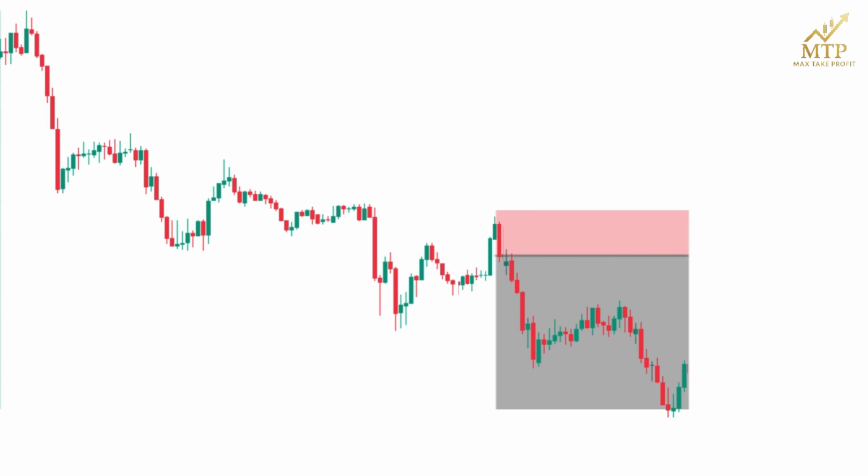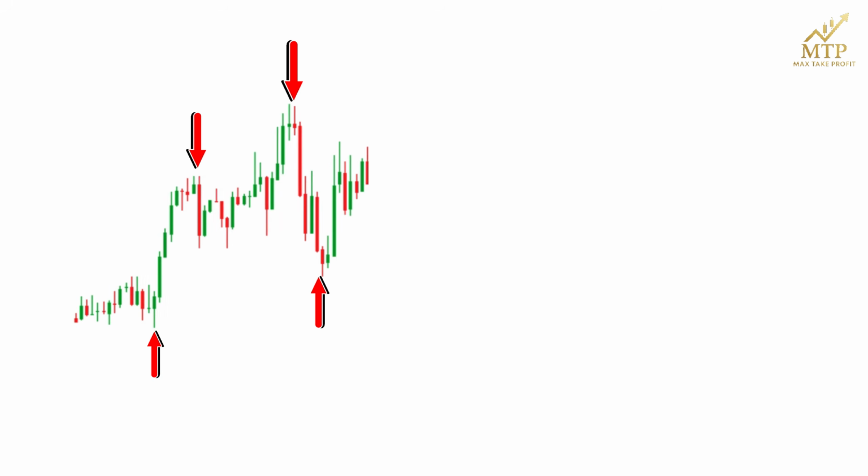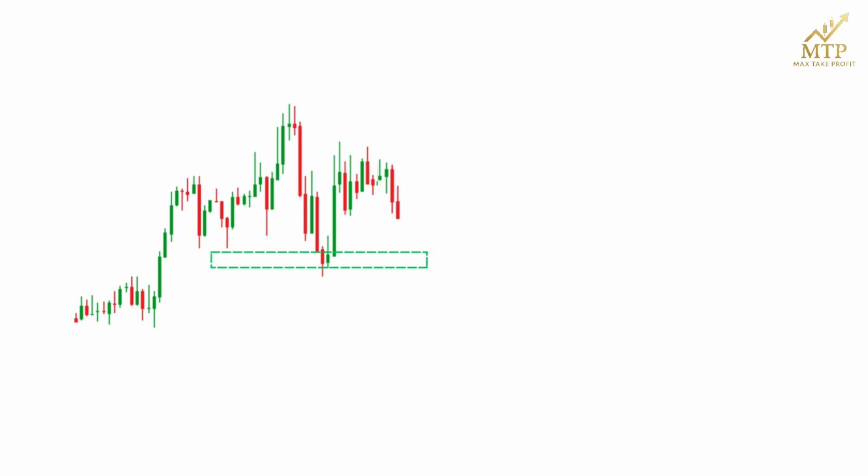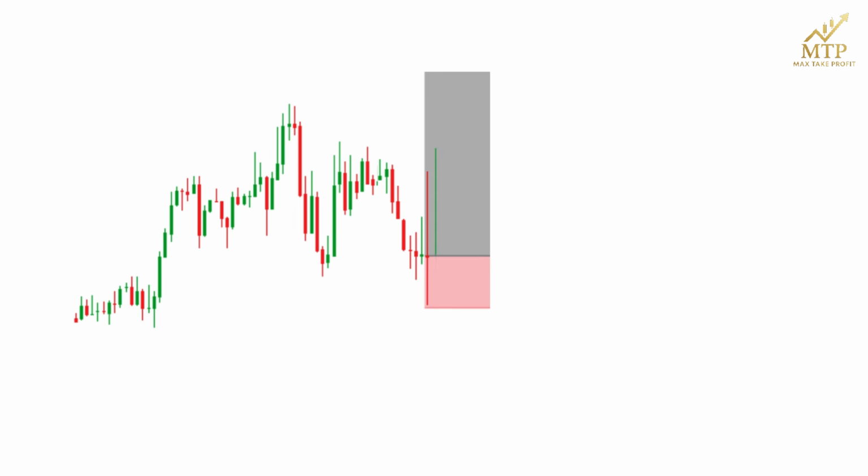Example, uptrend setup. In an uptrend, here's the flow. Identify the higher highs and higher lows. Look for liquidity below the lows. Wait for the stop hunt. That's the liquidity grab. Then watch for a rejection candle and enter buy on confirmation. The same logic works in reverse for a downtrend.